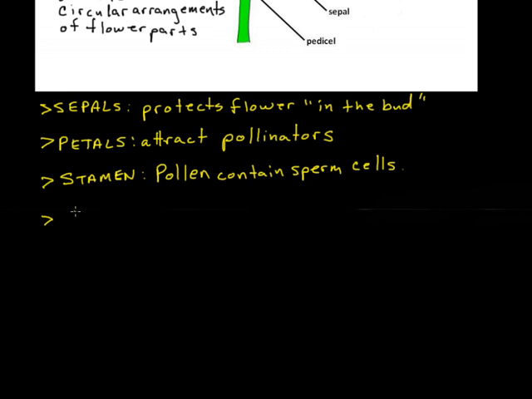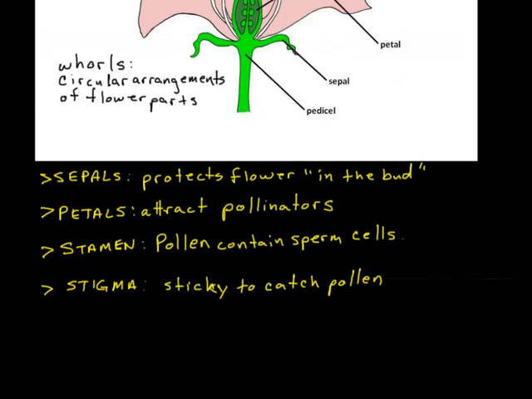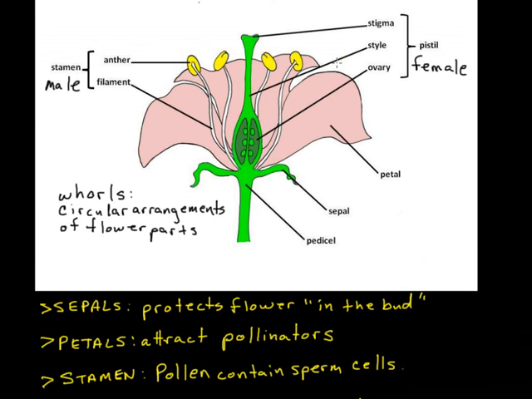The stigma is sticky and moist, and it's sticky because its job is to catch pollen grains, which are not sticky. They're very dry and dusty, and so we'll say sticky to catch pollen. The style is simply, I'm going to write it, it's already in the notes. The style is simply functioning to elevate the stigma to the outer portions of the flower.